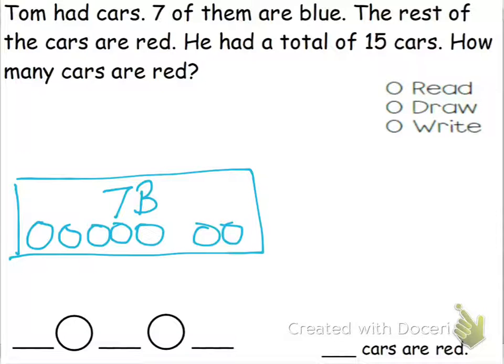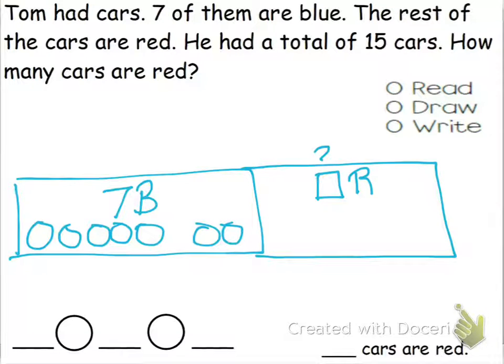The rest of the cars are red. Do we know how many are red? No, but we know that that is our missing part. So we know the ones that are red are a missing part. So he had a total of 15 cars. Can we draw something? No, we can't draw something, but we can label it because we know that 15 is our whole. So 15 cars.